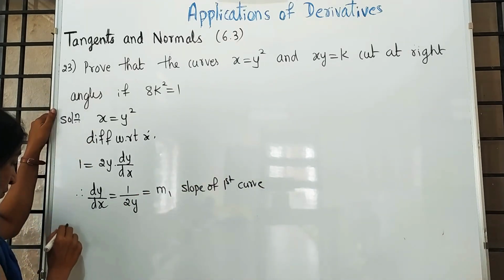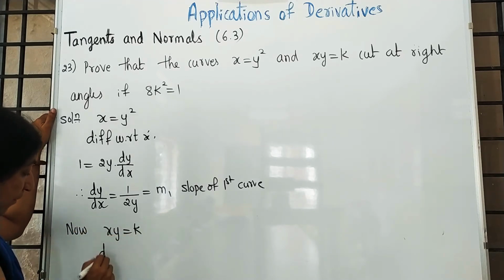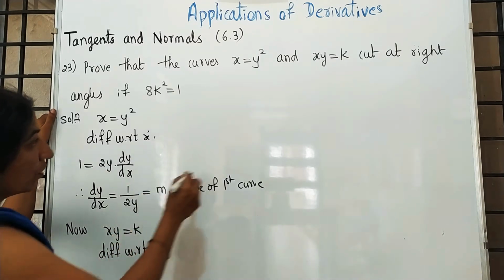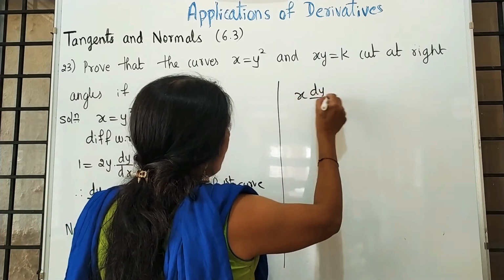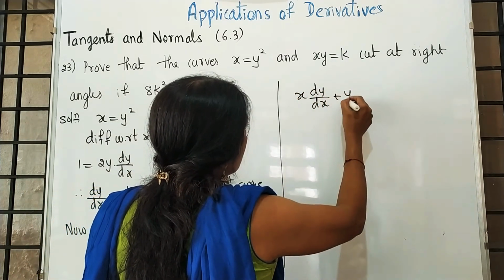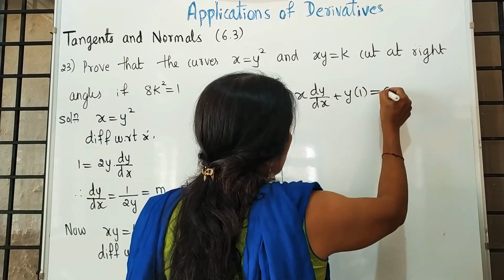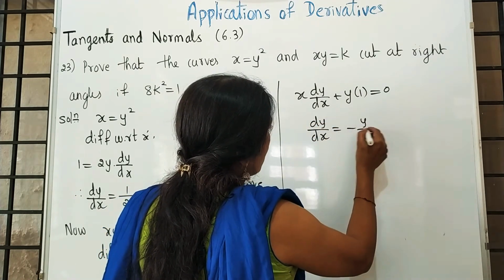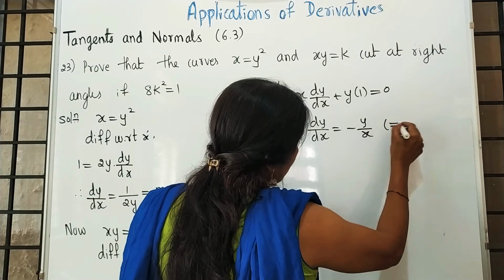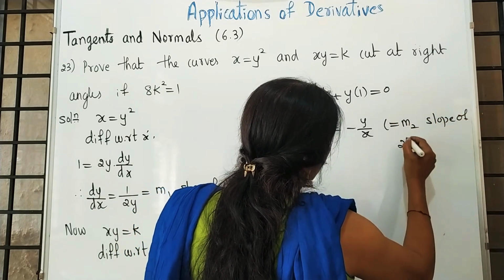Next, now xy is equal to k. Differentiating this with respect to x. What we are applying, u into v. X into differentiation of y is dy upon dx plus y into differentiation of x with respect to x is 1 is equal to 0. Dy upon dx is equal to minus y by x. Let us take this as m2, slope of second curve.